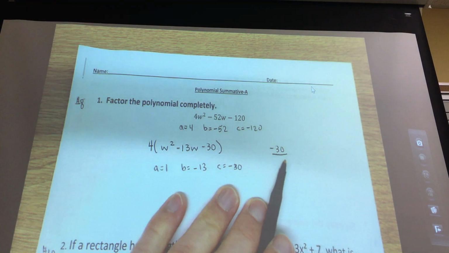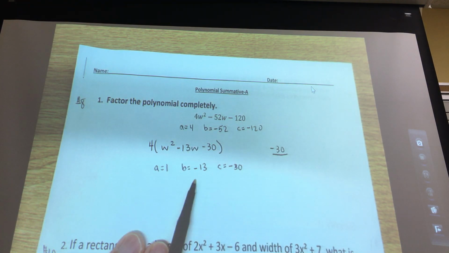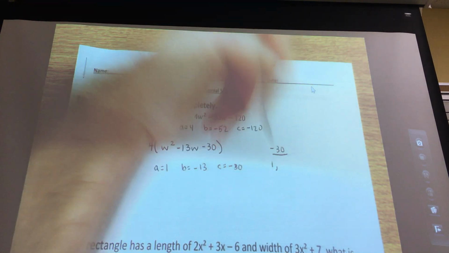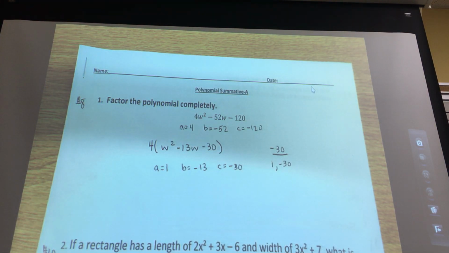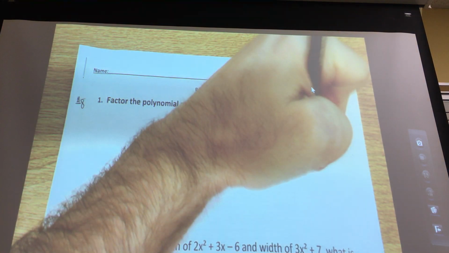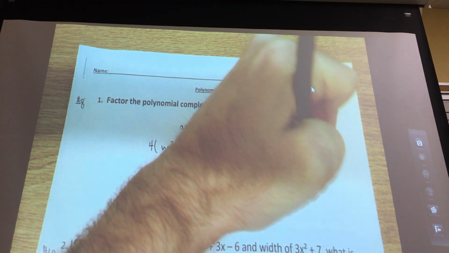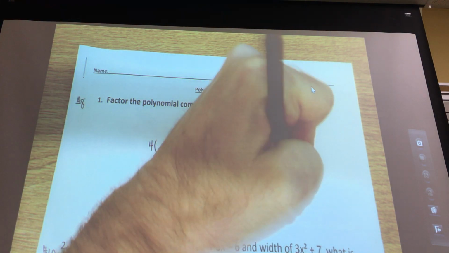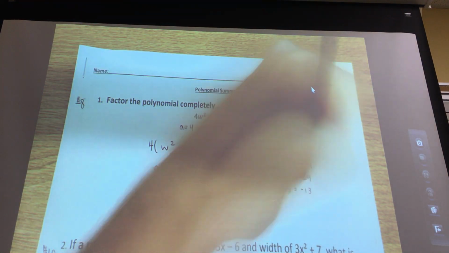Now we're going to go through all our factors of negative 30. We're going to find the ones that add to B, which is negative 13. So we're going to go through first. We're going to have 1 and negative 30, which is negative 29, so that does not work. Then you go to negative 1 and positive 30, which is going to be positive 29. That does not work. Next would be 2 and negative 15, which gives you negative 13, which is what we want.